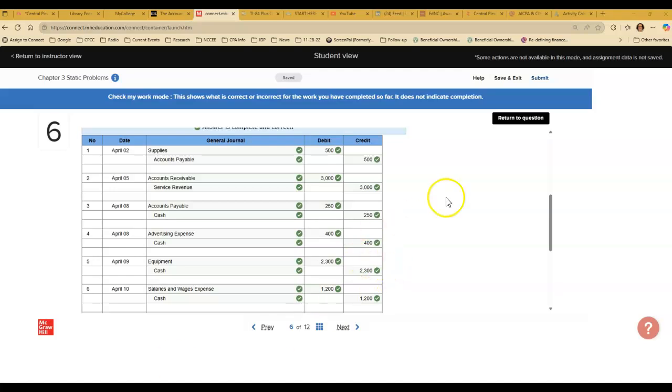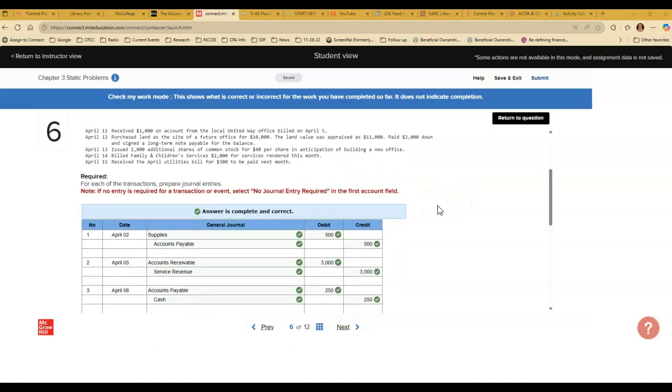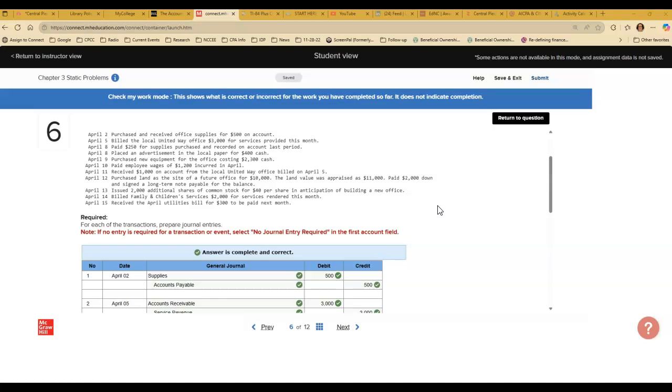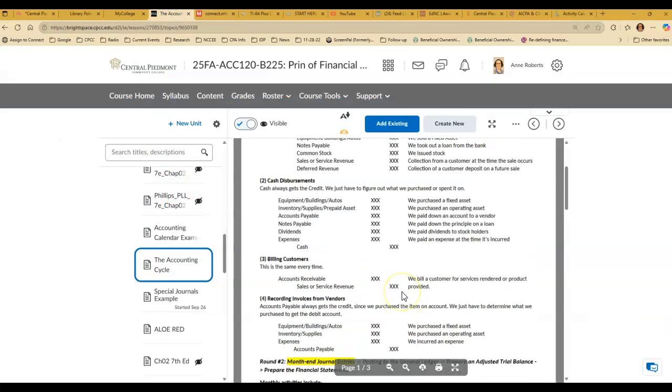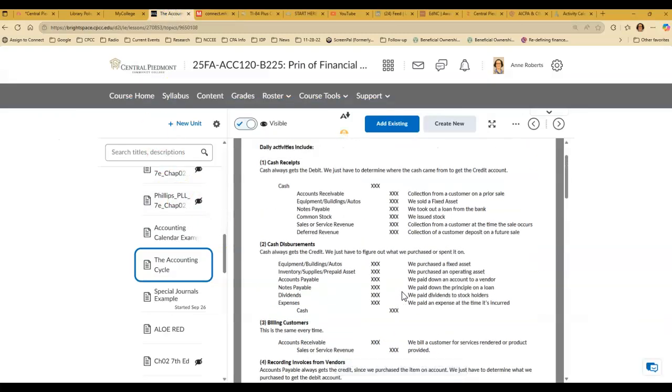All right, so any questions about number 6? Are you starting to see the patterns? Because again, I'm not lying to you. It's just this easy, as many questions as we've gone over so far. Okay, how about I show you what I'm looking at?